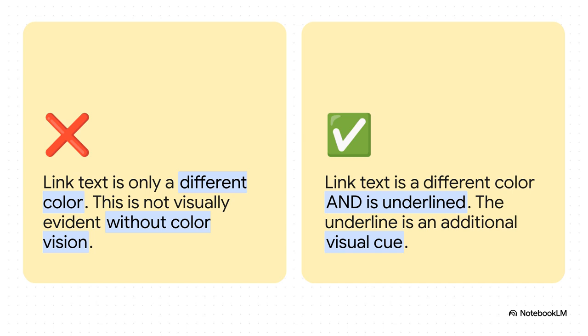Links. On the left, the link is just a different color. That fails the test. On the right, though, the link is a different color and it's underlined. That underline is the perfect partner. It's a totally separate visual cue that screams, "Hey, I'm clickable."